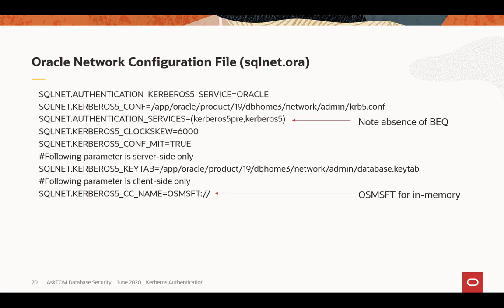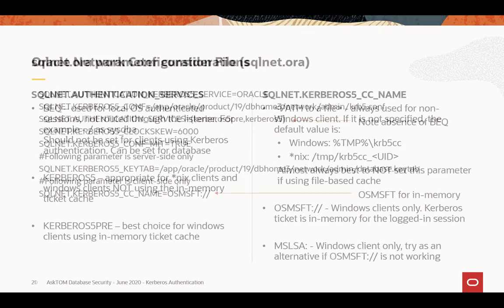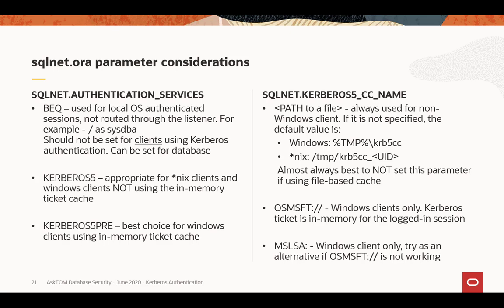Final parameter is the Kerberos cache name. In my case here, I've got it set to osmsft://. This is what I will normally use on a Windows client. That osmsft is saying to use the default memory ticket that I got when I logged into my Windows client. Much like authentication services, we're going to talk more about CC name on the next slide. Okay? Now, back to authentication services.